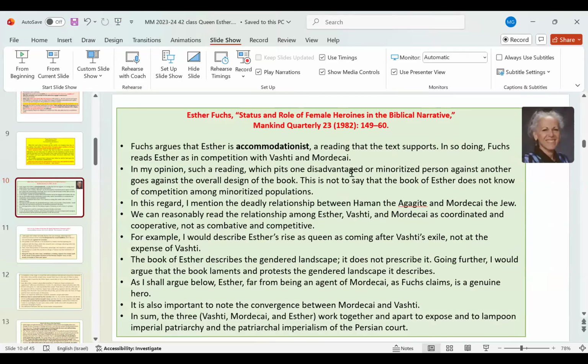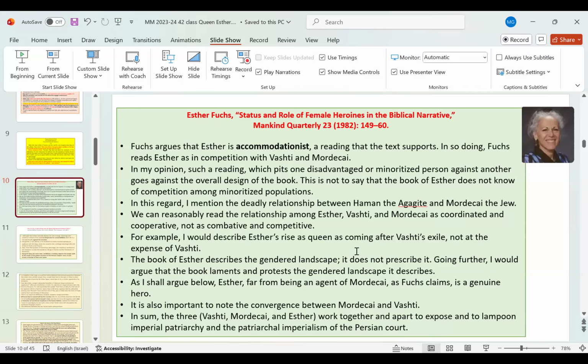Absolutely. So, Esther Fuchs, I don't know if any of you know the name. She's a somewhat radical feminist, and I like her a lot. We met years ago in Tel Aviv, and she invited me to be in a conference many years ago. I think she lives in Arizona. She's at the university there, in Tucson, right? Tucson, yeah.